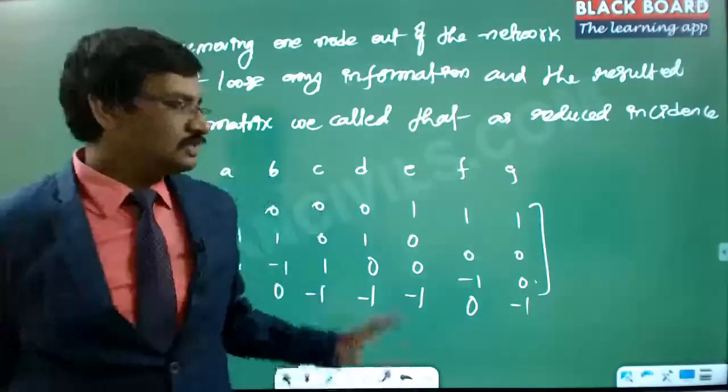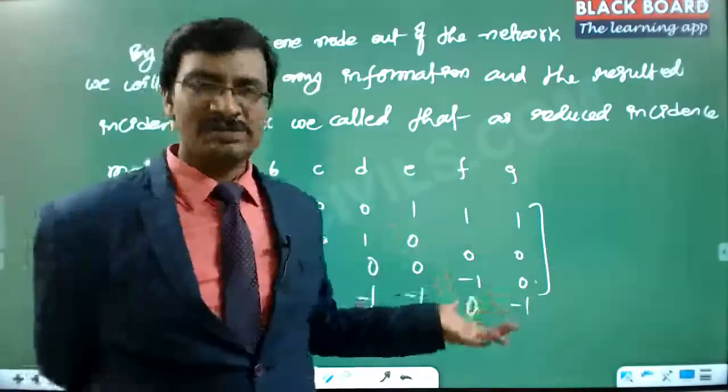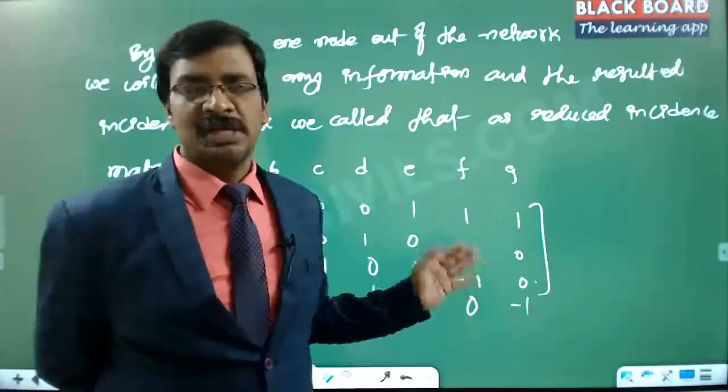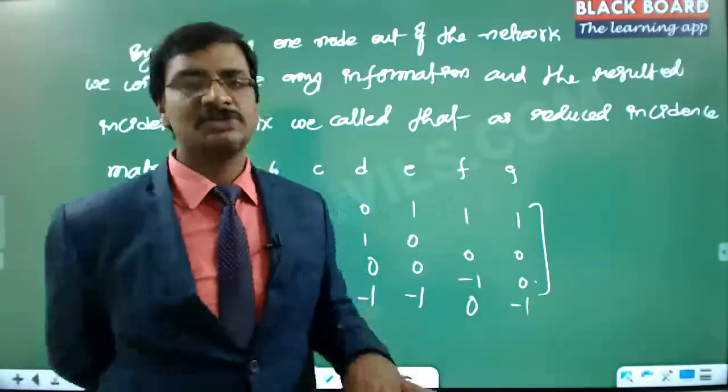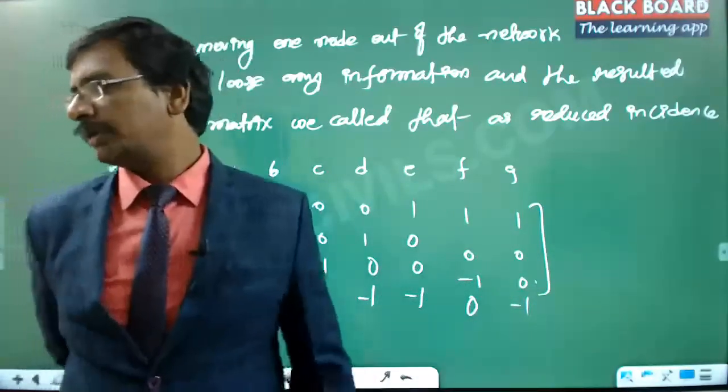This is an important understanding: from the incidence matrix we should be able to construct the graph, and from the graph we should be able to construct the incidence matrix. Even if you give the reduced incidence matrix, we will be able to construct the graph. Got it? I hope you got it.